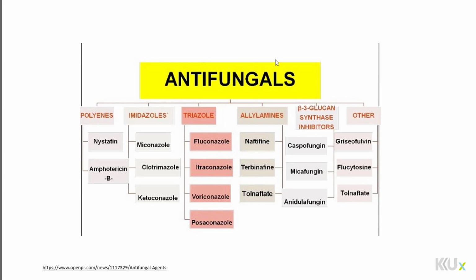We also have allylamines, and maybe the most common one is terbinafine, which we will talk about in further detail. Another class under antifungal is the beta-1,3-glucan synthase inhibitors. Examples of this class are caspofungin, micafungin, and anidulafungin. In this class we have others because they are not under any class, and we have here griseofulvin and, for example, flucytosine.